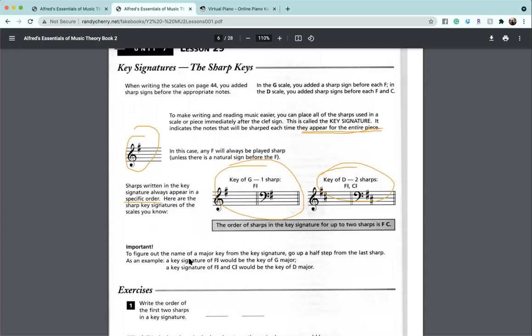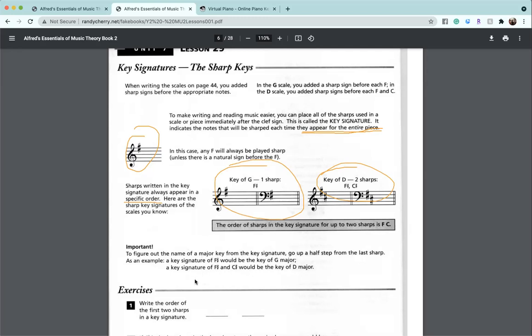To figure out the name of a major key from the key signature, go up a half step from the last sharp. As an example, a key signature of F sharp would be the key of G major. A key signature of F sharp and C sharp would be the key of D major.